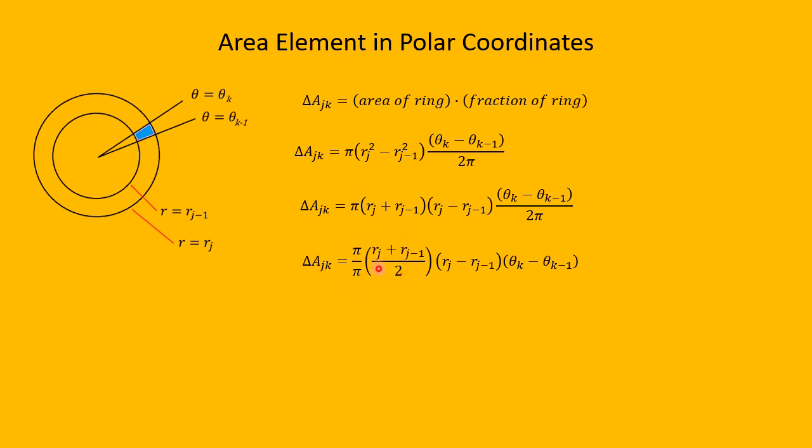Now, let's look at this factor. It's just the average of r sub j and r sub j minus 1. Why don't we call that r sub j star? So we have 1, and this is r sub j star. This difference in the r values we'll call delta r sub j. This difference in the theta values we'll call delta theta sub k. So then when we look at differentials, we can look at this as giving us dA is r times dr d theta.